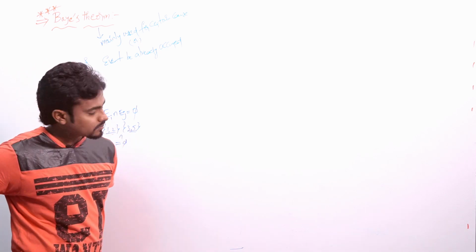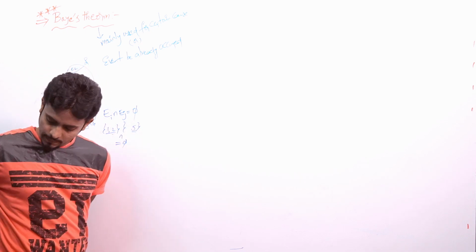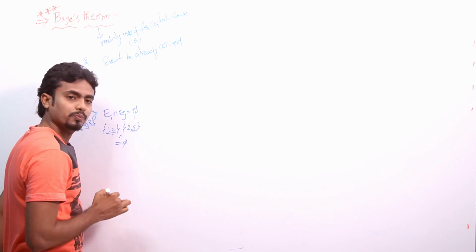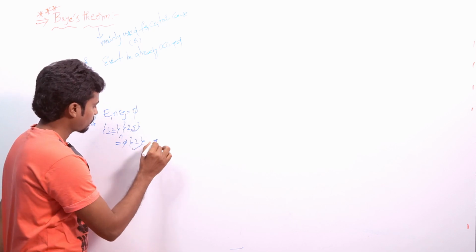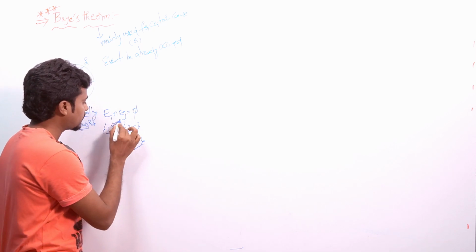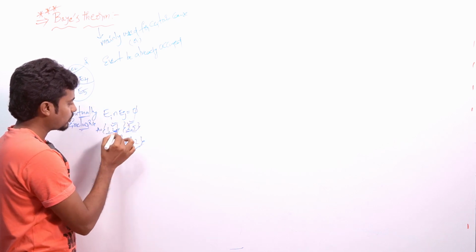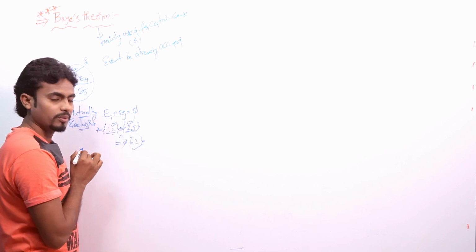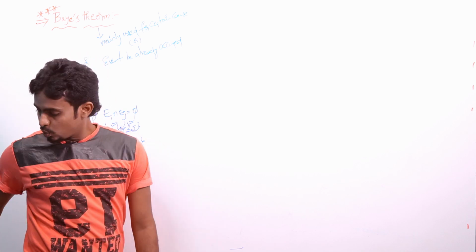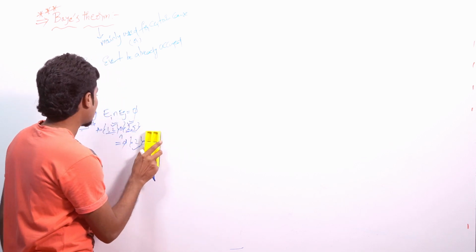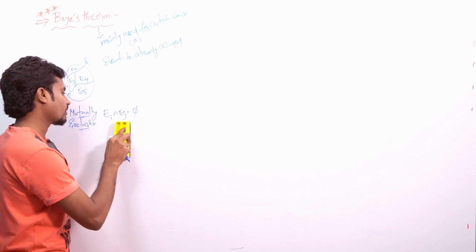For example, if you take {1, 2} and {2, 3}, what will be the answer? The answer is 2. Here 2 is in set A and 2 is in set B, so both are common, hence I take 2 as the common element. So if I want to satisfy this Bayes theorem, that intersection must be phi.